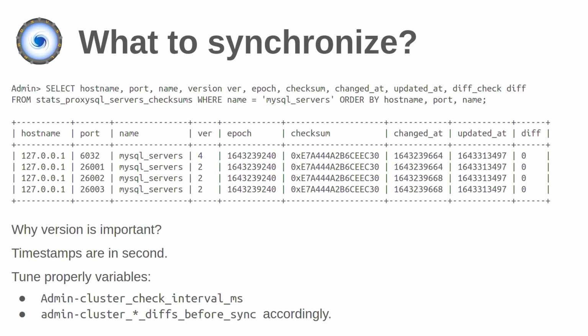That also means that if you start a series of proxies at the same time, like you have no cluster and you start all the proxies at the same time, they will all have version 1, so they won't synchronize until you execute at least load MySQL server to runtime on one of them. As soon as you run this, they will start synchronizing. Going back to what I was mentioning before, you need to configure the interval millisecond and all the various diff before sync variables accordingly, because if you configure them too aggressively, you might end up in a situation in which proxies are trying to sync from each other way too fast than they should.